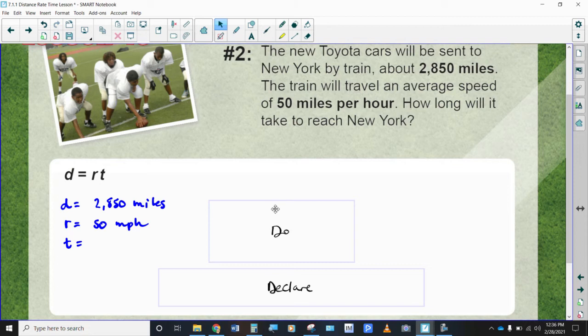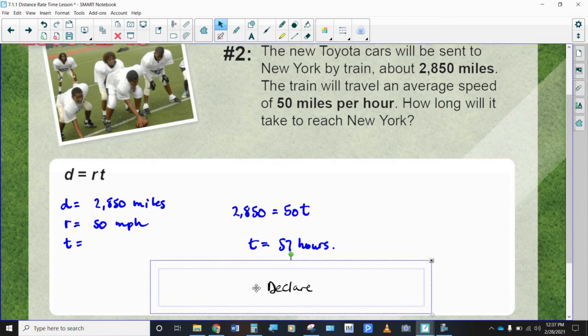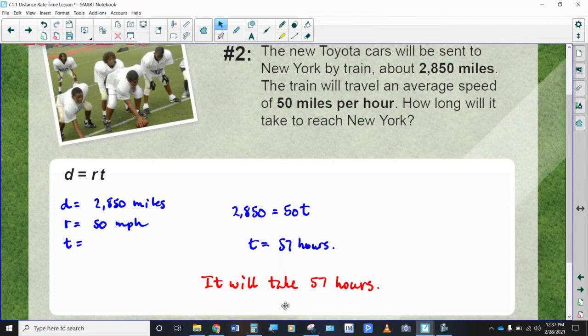So let's plug in the formula. E equals RT. And what do we have to divide by? 2,850 gets divided by 50. So we can find out the value for T. What is 2,850 divided by 50? It is 57. So we can declare our answer. It will take 57 hours.